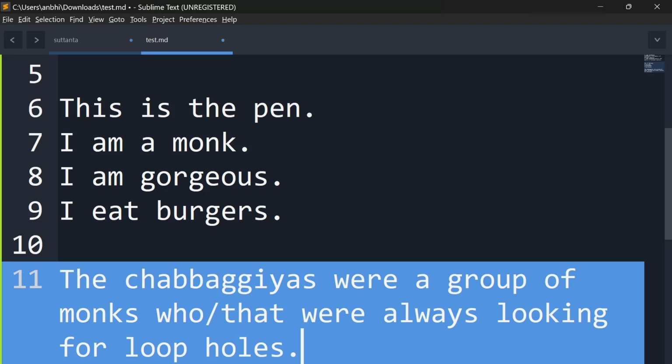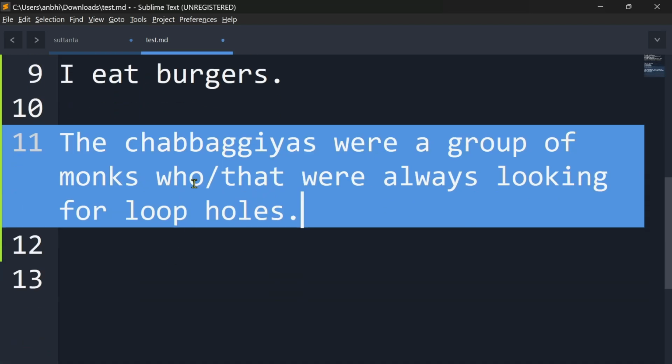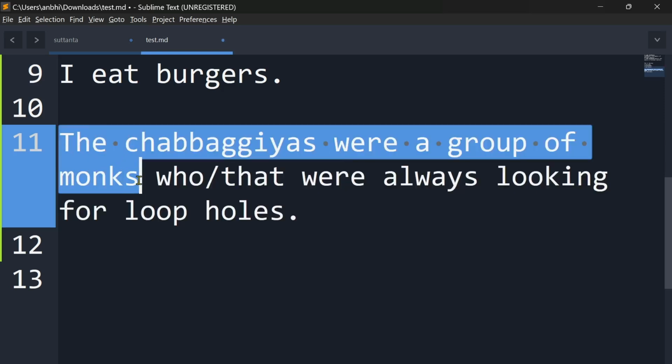His question is, why not who was? There is no other form of who, it's just who. Who can be for plural, yes. Who or that, the same for plural. Up to here is the first clause. The Chabagyas is our subject, it's plural. Then they were, in the past, this is also plural. This is the verb, were. Then we have the complement, a group of monks.